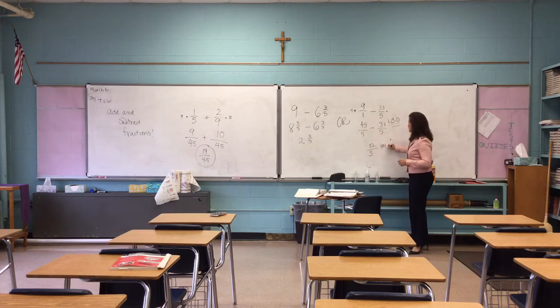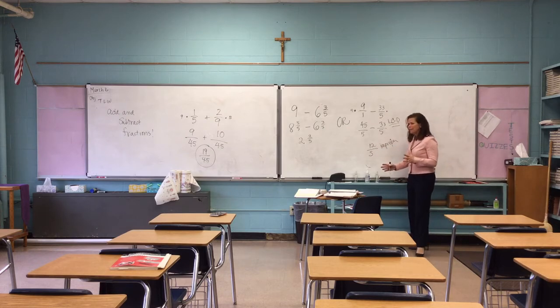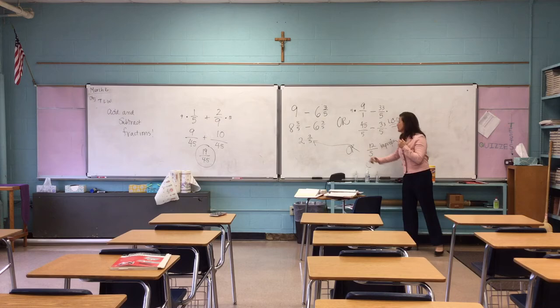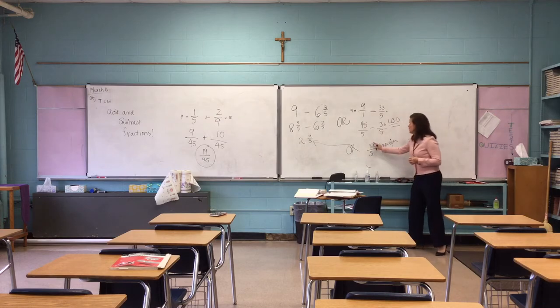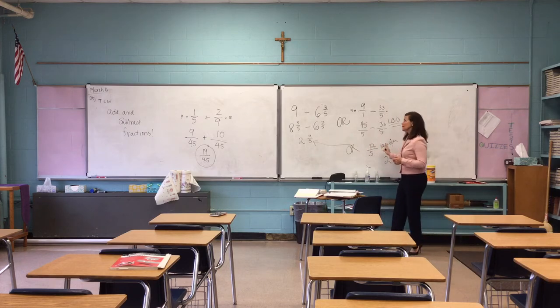This is an improper fraction, and it's in simplified form, meaning the numerator and the denominator do not have a common factor. So I could leave it like this, or you can make it a mixed number, either way, which would be 2 2/5.